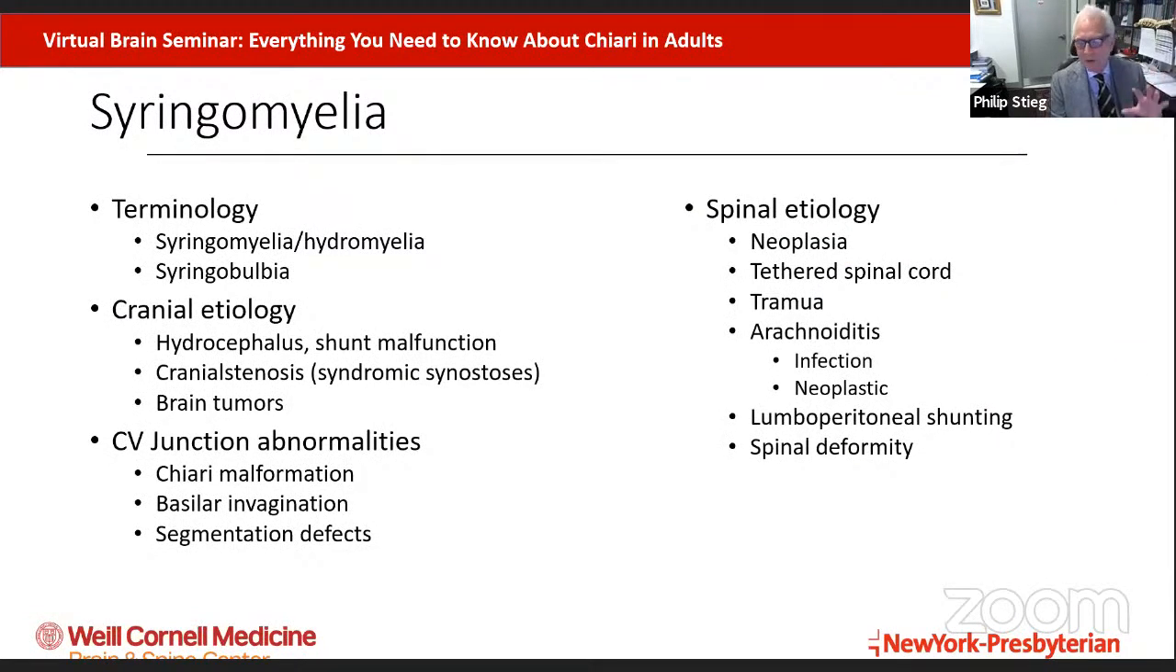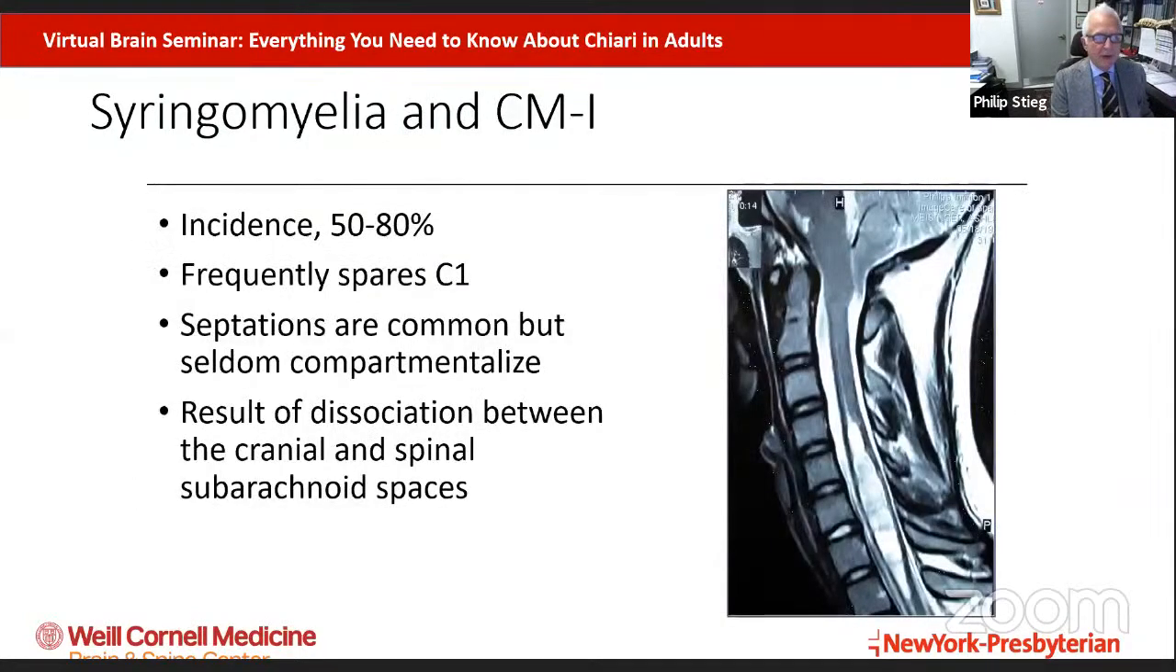And I just want to focus a little bit on the term syringomyelia, but in lay terms, that's just the water within the spinal cord. And that is of importance because it dictates a more rapid response on the part of the surgeon to address the problems that we need to address.